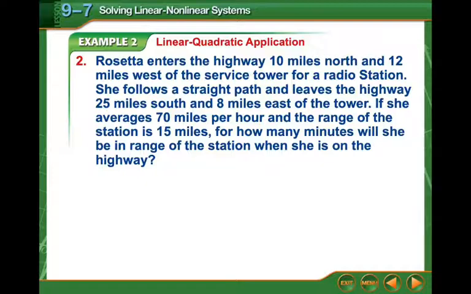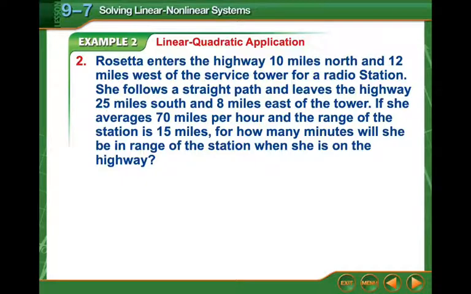So that doesn't mean she's always going to have that station. She's only going to have that station for a portion of the time she's on that highway. Because we're trying to figure out how many minutes, and everything else is in distance and speed, we need to figure out where she enters the range, find the distance between those 2 points, and then figure out how long it takes to cover that distance at 70 miles per hour. So there's a lot to this.